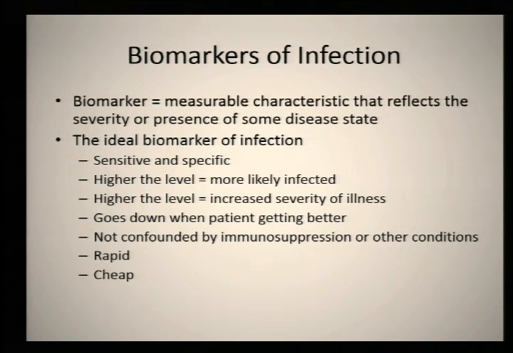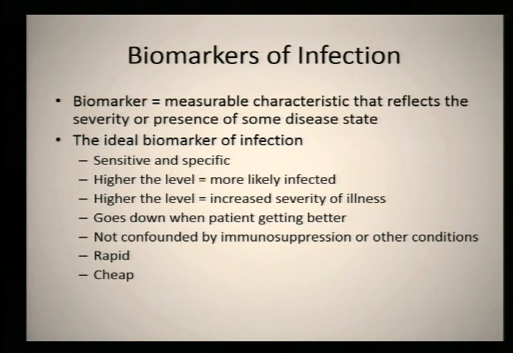So the ideal biomarker would be sensitive, wouldn't miss any diseased people, and it'd be specific. It wouldn't be positive in people who don't have a bacterial infection. It'd be nice if the higher it was, the more likely they were infected. So 20 meant something much more meaningful than 0.2. It'd also be nice if the sicker people were, the higher the numbers were. It just helps to make sense physiologically. It'd be really nice if it went down as people got better, so maybe we could use it to decide how long to treat people. One of the things that often confounds a lot of our biomarkers is immunosuppression and other things that can throw that off. Plus, it's got to be fast. A biomarker that comes back a week later is pretty much useless.